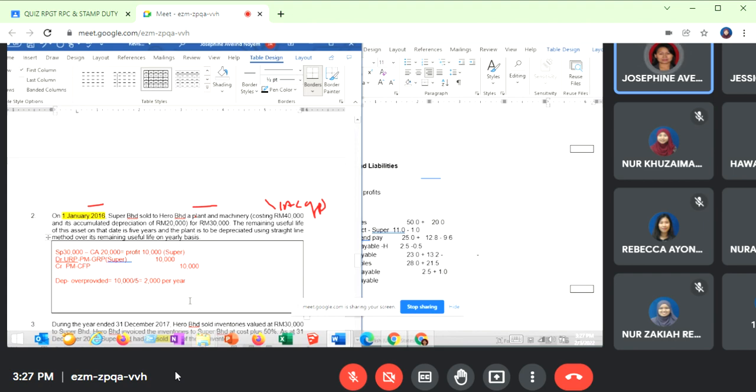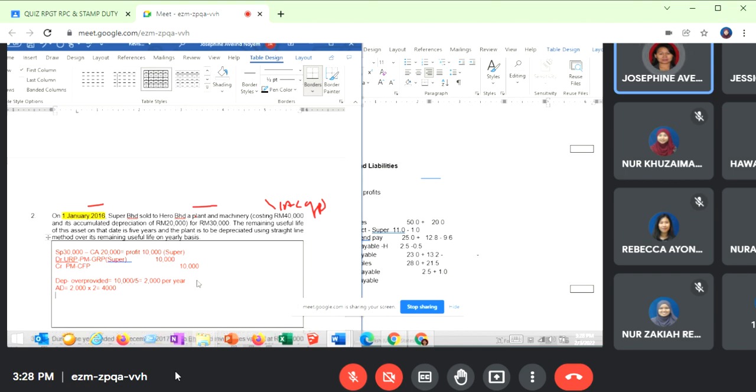But since which year? So we have an accumulated depreciation of 2,000 times by how many years? 2016 and now it's 2017, so times 2 years. So 4,000. So the total amount that is to be adjusted to the retained profit is 4,000. For the current year it is 2,000. For 2016 it was 2,000. So all in all it is 4,000.